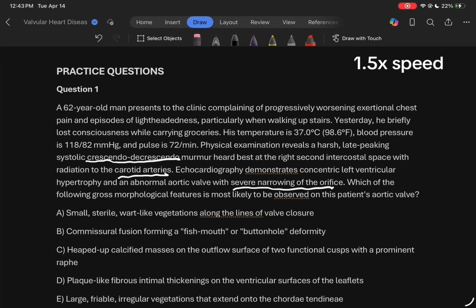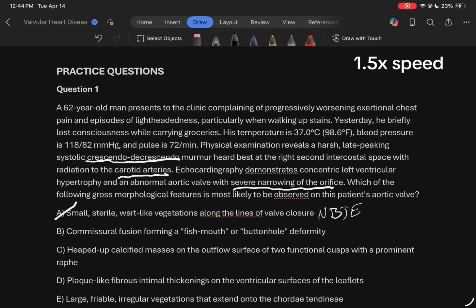So now that we have a clue of what we're looking at, we start thinking about how aortic stenosis can present and what could cause an aortic stenosis. So we're just going to start with the answer choices. A, a small, sterile, wart-like vegetation along the lines of valve closure. So that's going to be NBTE, so that's not going to be the answer because that's in the opposite direction.